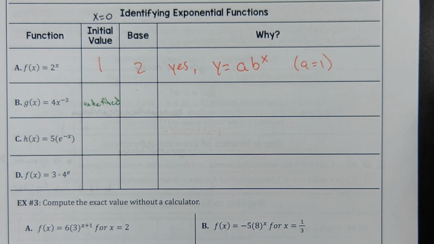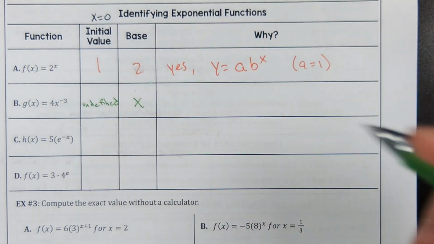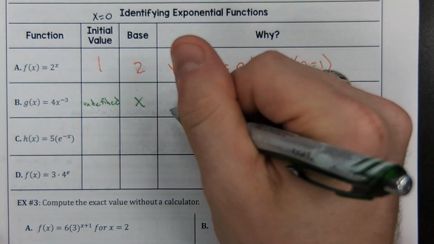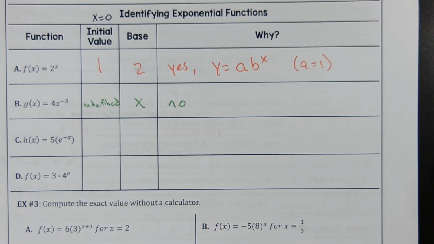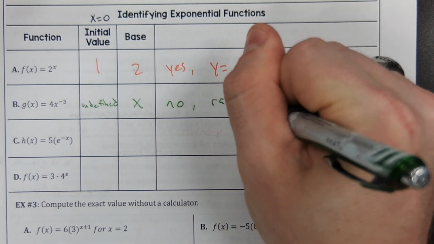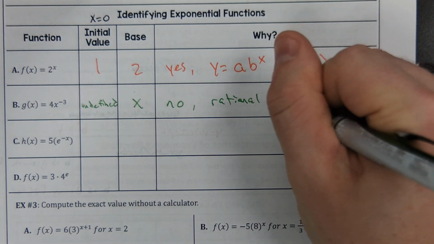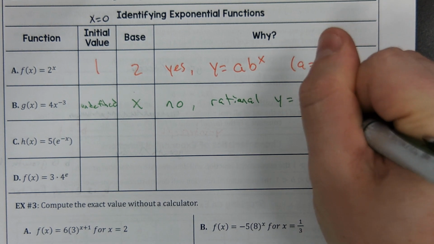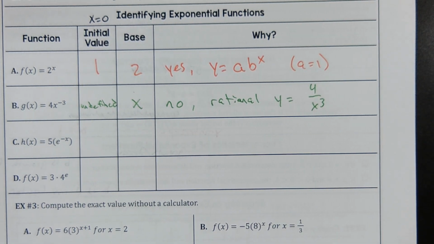Its base is actually x. That can't be. No, that is not an exponential function. Why? Because it's a rational function. That's why. That's a rational function. That's not exponential.